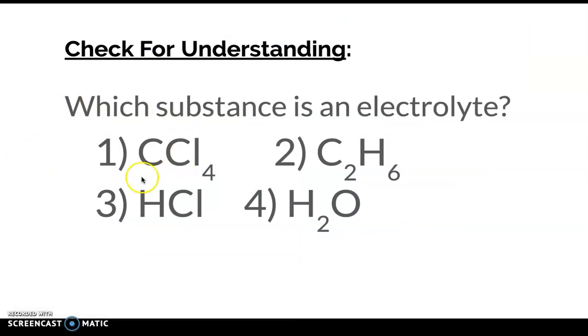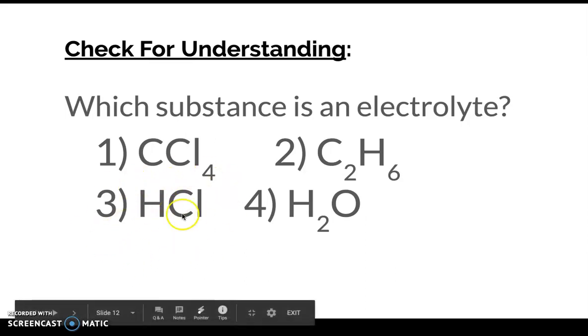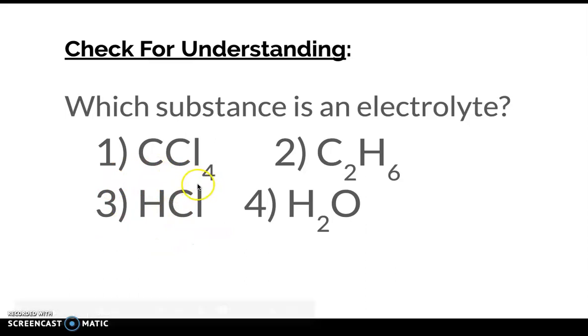First, I'm going to look at CCl4. Carbon is a nonmetal, chlorine is a nonmetal. This is a covalent compound, so I would not classify this as an electrolyte. Same here, carbon is a nonmetal, hydrogen is a nonmetal. I would not classify this as an electrolyte. HCl is also two nonmetals. This is also a covalent compound. However, this one is different, and we'll take a look at this soon. And H2O is also a covalent compound.